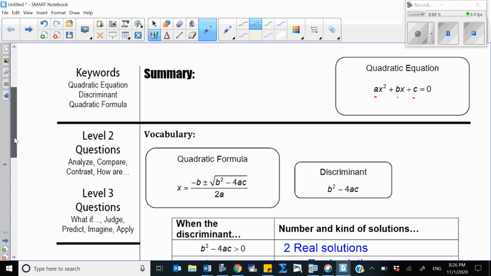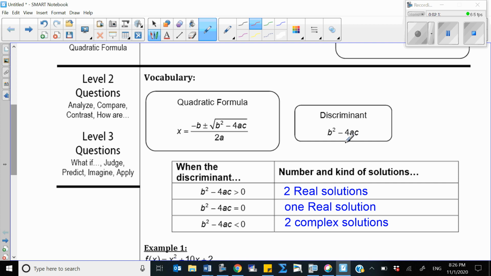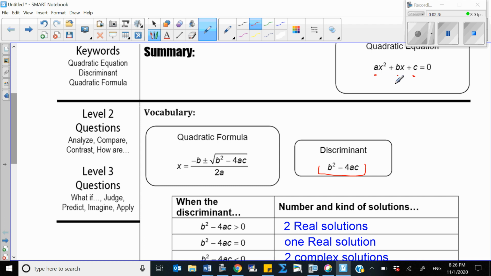We can use the discriminant in order to predict what kind of solutions and how many solutions we're going to have in our quadratic function. So what is the discriminant? The discriminant is just this part, which is under the square root here, and it's just b squared minus 4ac. So if you have a quadratic function like this one, ax squared plus bx plus c equal to 0, you find b squared minus 4ac using all these coefficients.